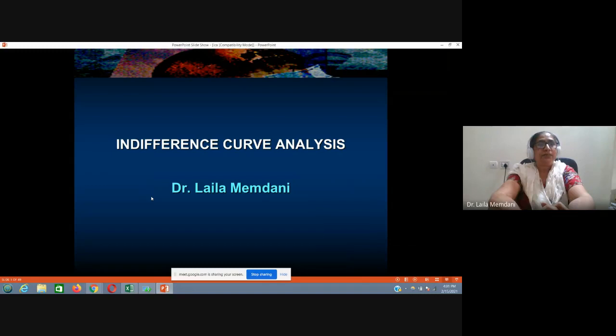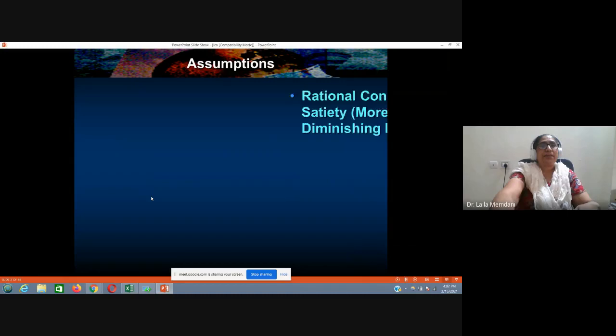We say that such and such a combination of commodities gives me equal satisfaction, or I am indifferent among such and such combinations of commodities, or such and such a combination I prefer. It gives me more satisfaction, and so on. So, this is more realistic indifference curve analysis. It is based on certain assumptions.